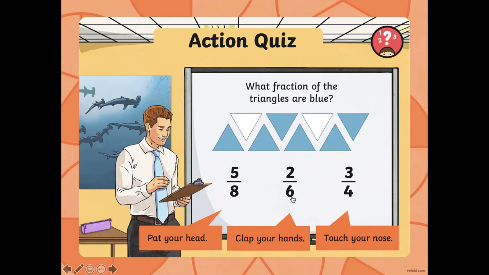How about this one now? Have a think about this one. I'll give you 20 seconds. What fraction of the triangles are blue? Is it 5/8, 2/6, or 3/4?